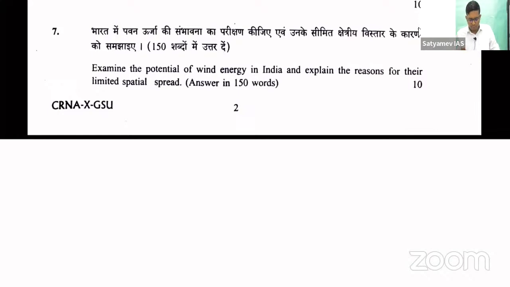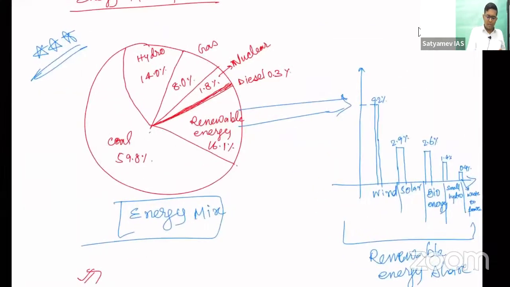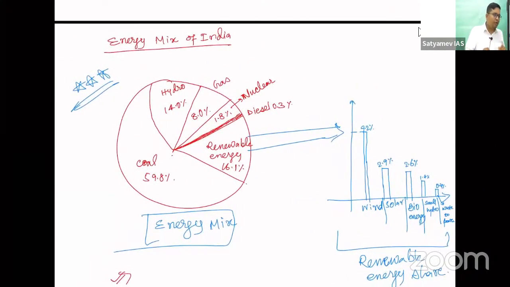Dekho, this is the diagram which we have talked about. All right, this is the energy mix, and out of that, this is renewable energy. And out of this renewable energy, wind energy is what? Around 9.2%. So first you start with this. Number one, you just introduce with this, and then second, which we discussed here.